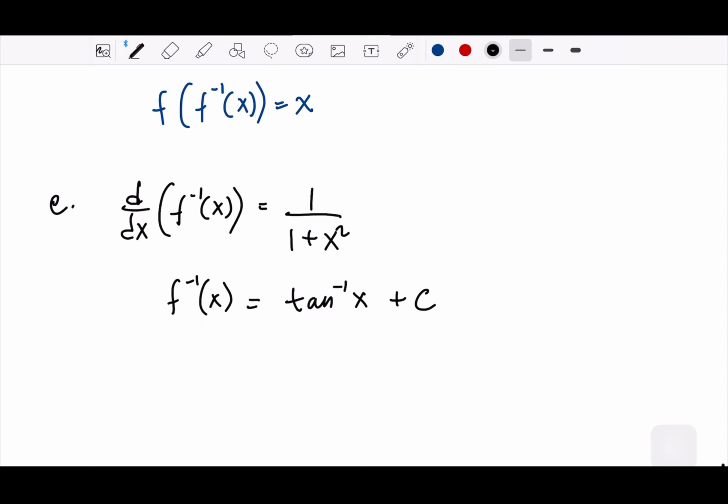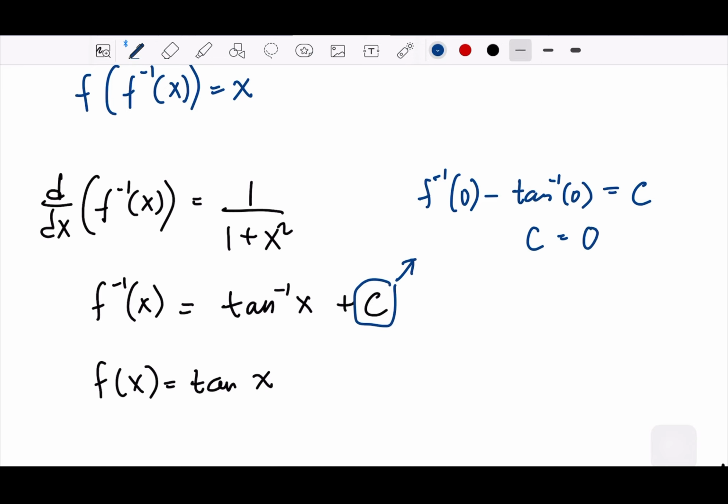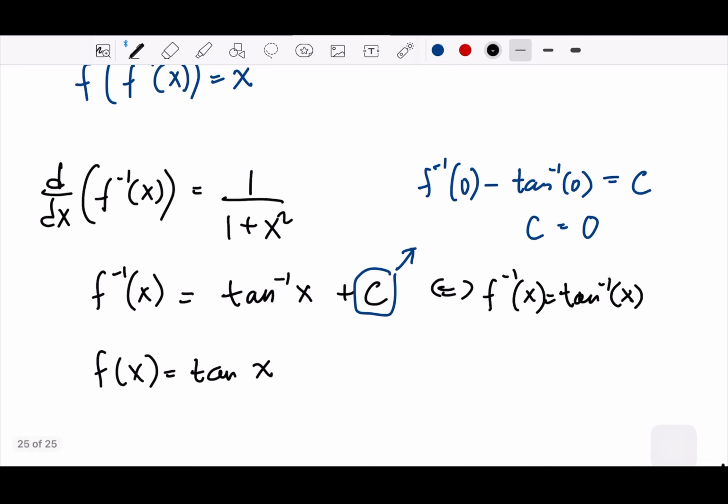So if f inverse is tangent inverse x, then f of x is tangent x. We could also confirm the constant from the statement that when we have f inverse 0 minus tangent inverse 0, this will be a constant, and the constant from all this stuff here is going to be 0. So we could confirm that the f inverse x is tangent inverse x, and the f of x is tangent x.